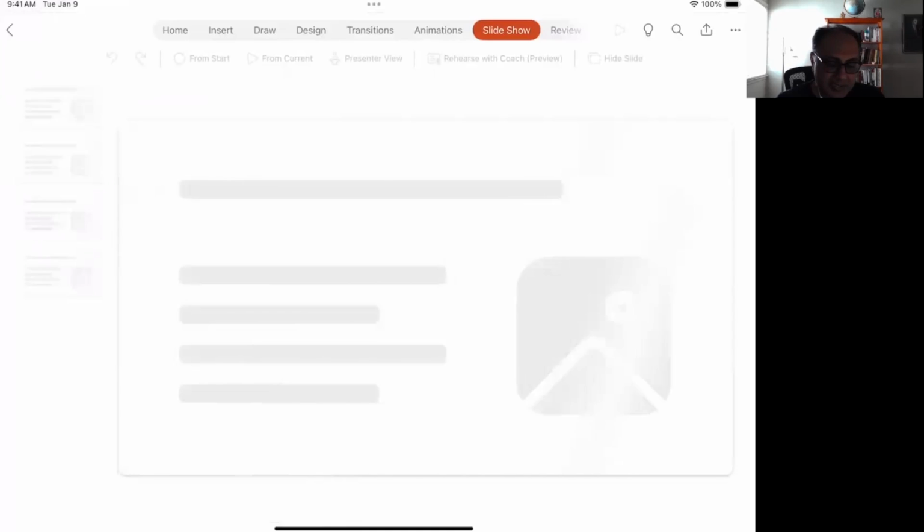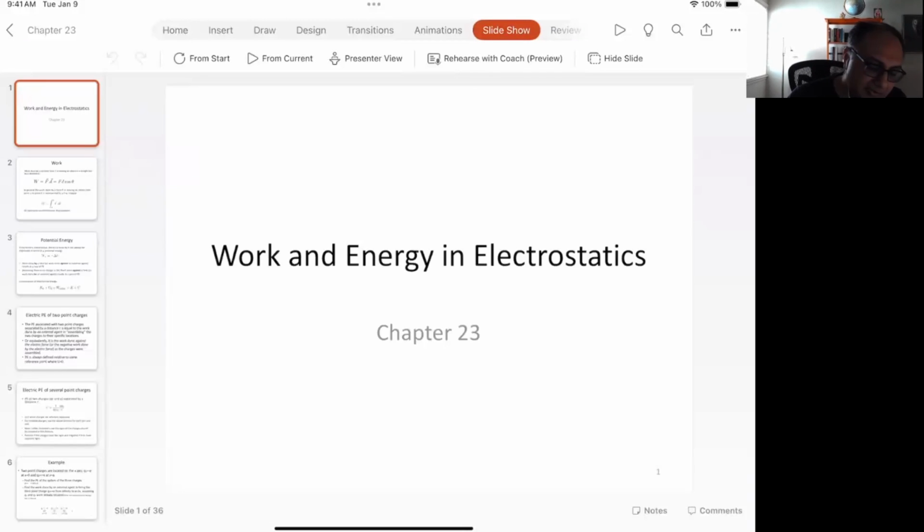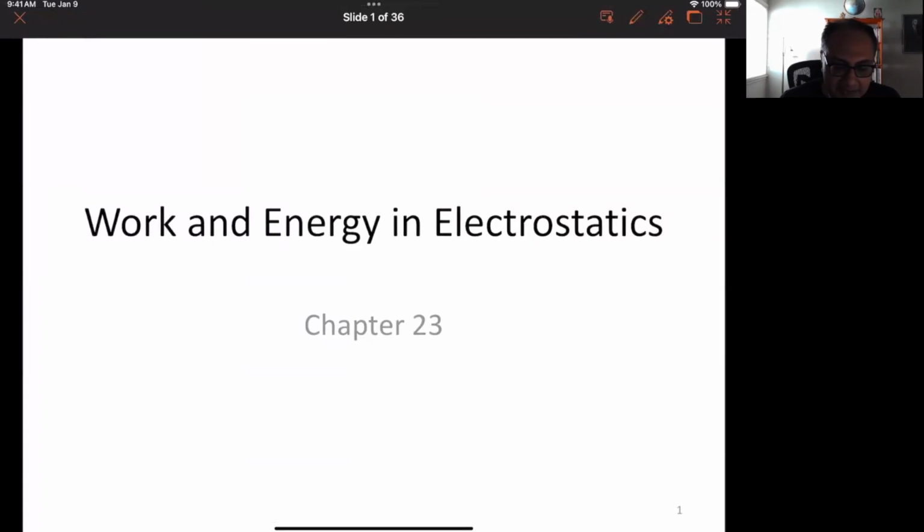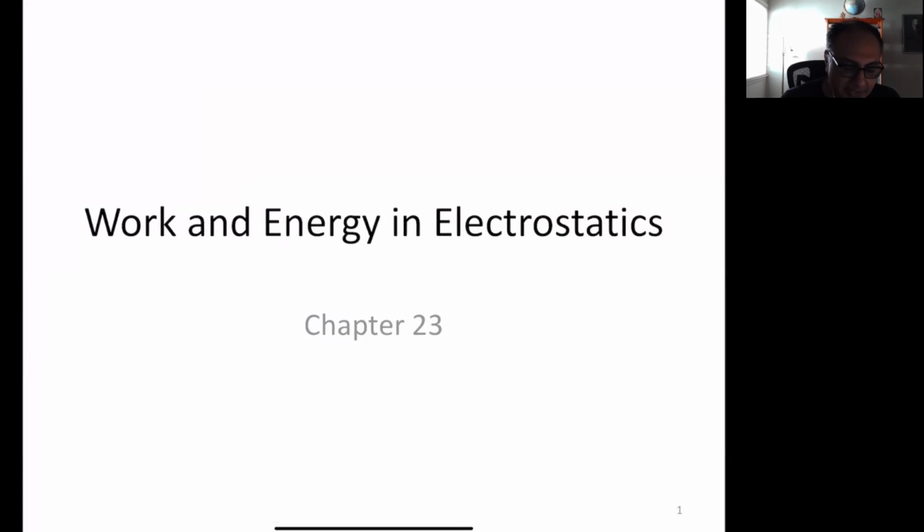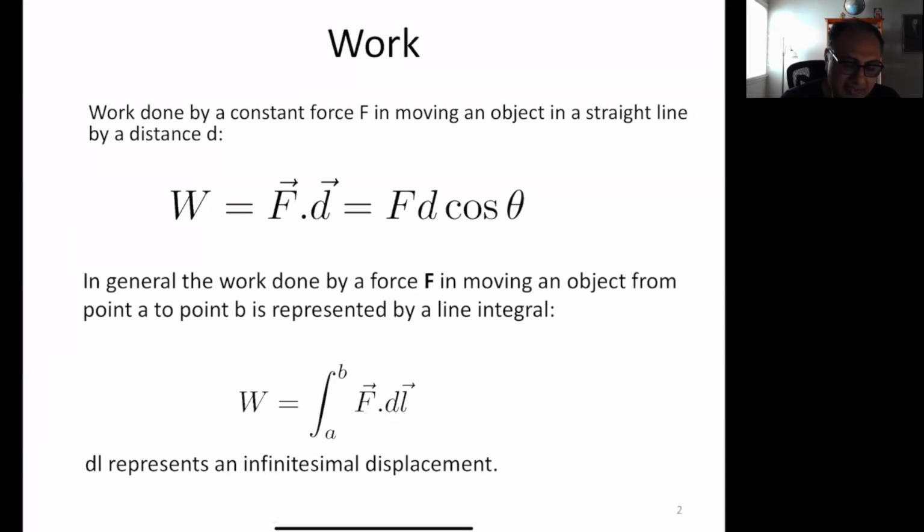So chapter 23 will require us to recall a lot of things that we learned in physics 1, particularly work and energy are going to come up a lot in this chapter. So here is a quick review.